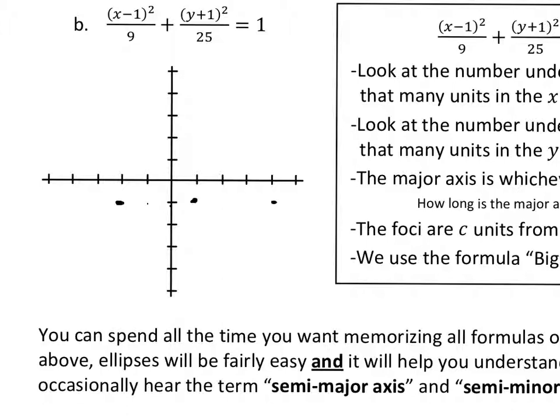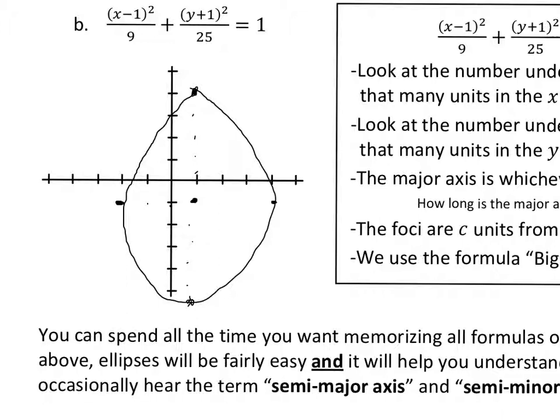Right? So now with the y, how far do I go? I go up 5. 1, 2, 3, 4, 5. And we go down 5. 1, 2, 3, 4, and 5 right here. Okay? So here's what our ellipse looks like now. Like a big old fat egg, apparently.